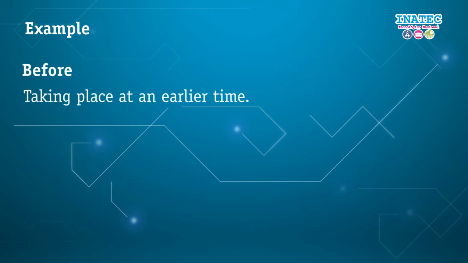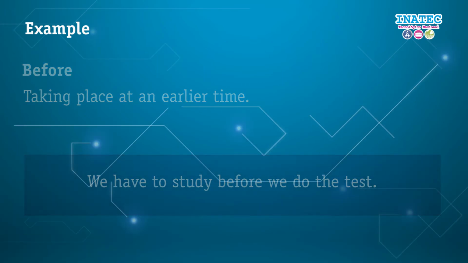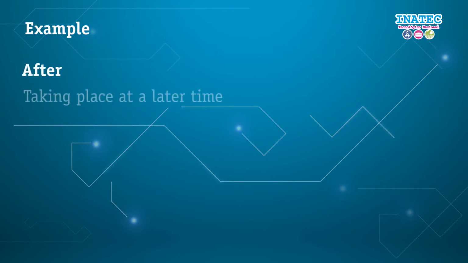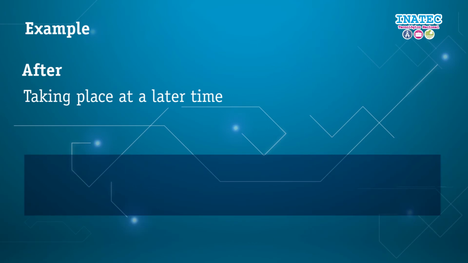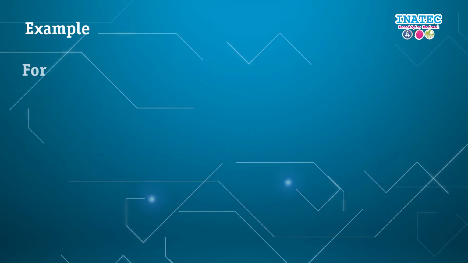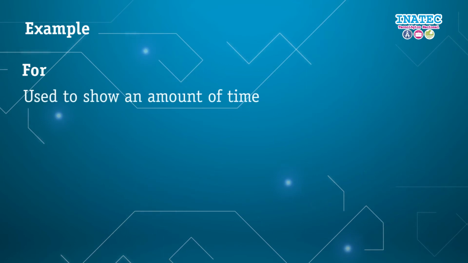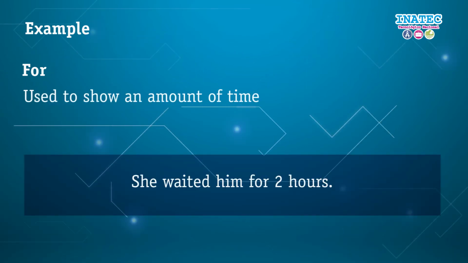Before. Taking place at an earlier time. We have to study before we do the test. After. Taking place at a later time. The house was messy after the party. For. Used to show an amount of time. She waited for him for 2 hours.